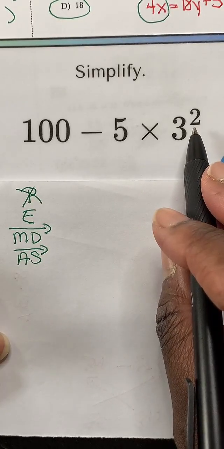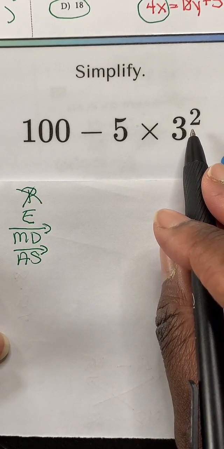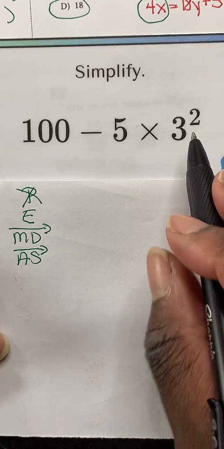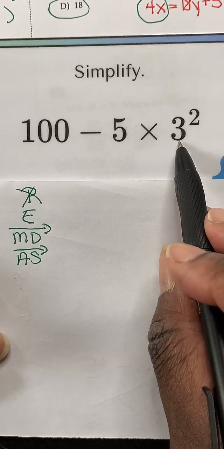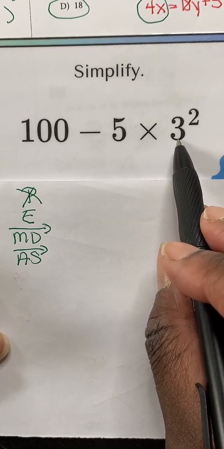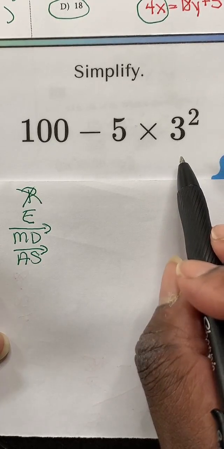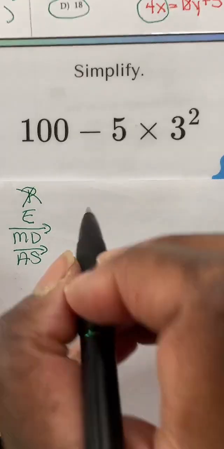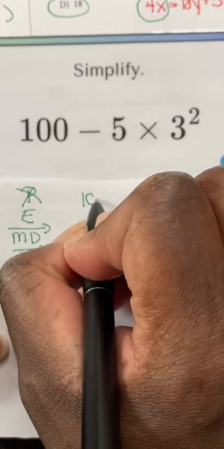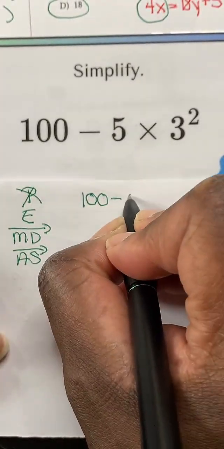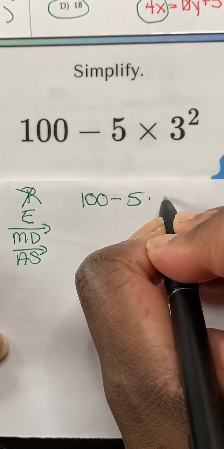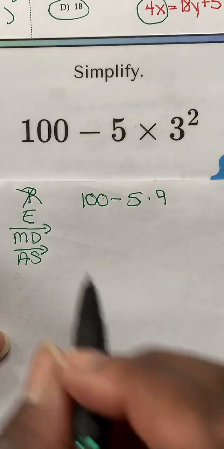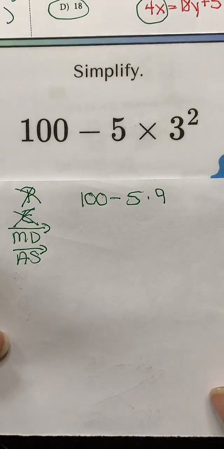3 squared does not mean 6. Stop it. Okay? This is saying that I'm multiplying this base of 3 to itself 2 times. So it's 3 times 3, which gives us 9. So we have our 100 minus 5 times our 9. So now we took care of the exponent.